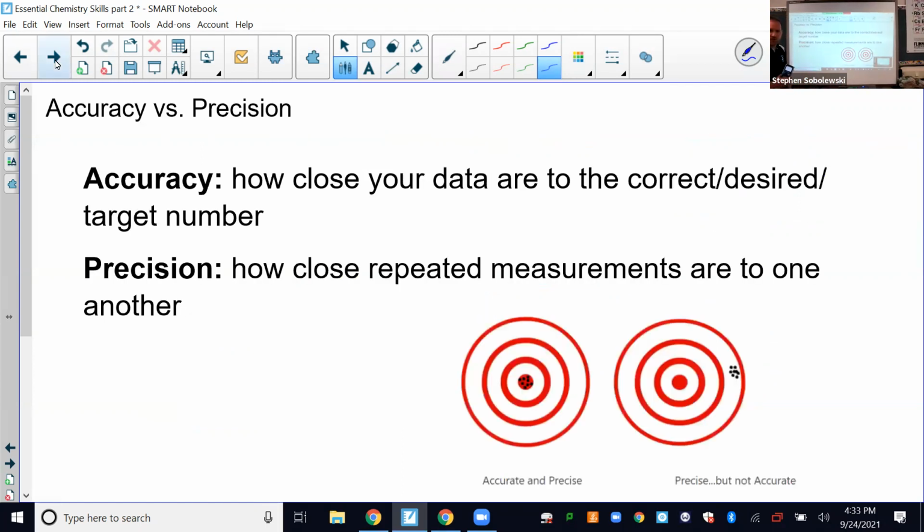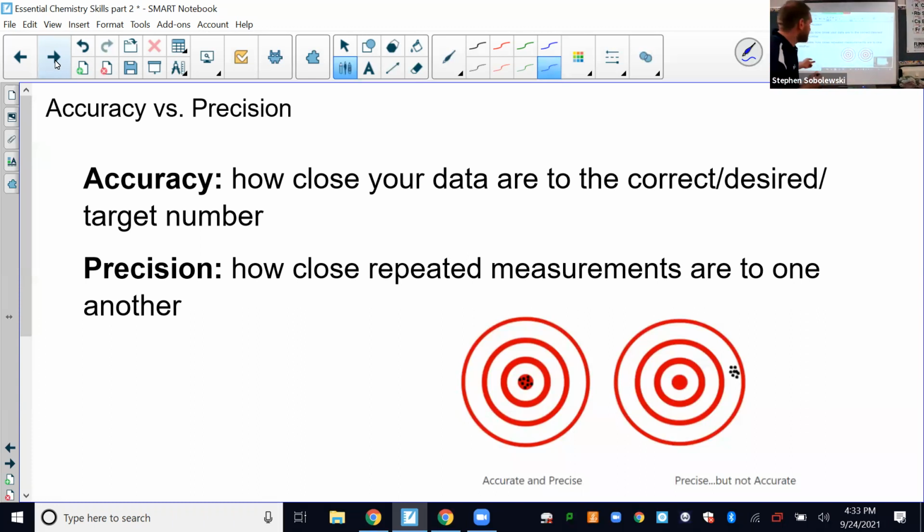Let's talk accuracy versus precision. This is a very simple one. One slide will cover it. When we look at data analysis, the data can be accurate, which is how close your data are to the correct or desired or target number. And yes, how close your data are. Data is a plural word. Technically, datum is the single. So accurate is how close you are to the correct or desired amount. Precision is how close repeated measurements are to one another. So it's like your consistency.